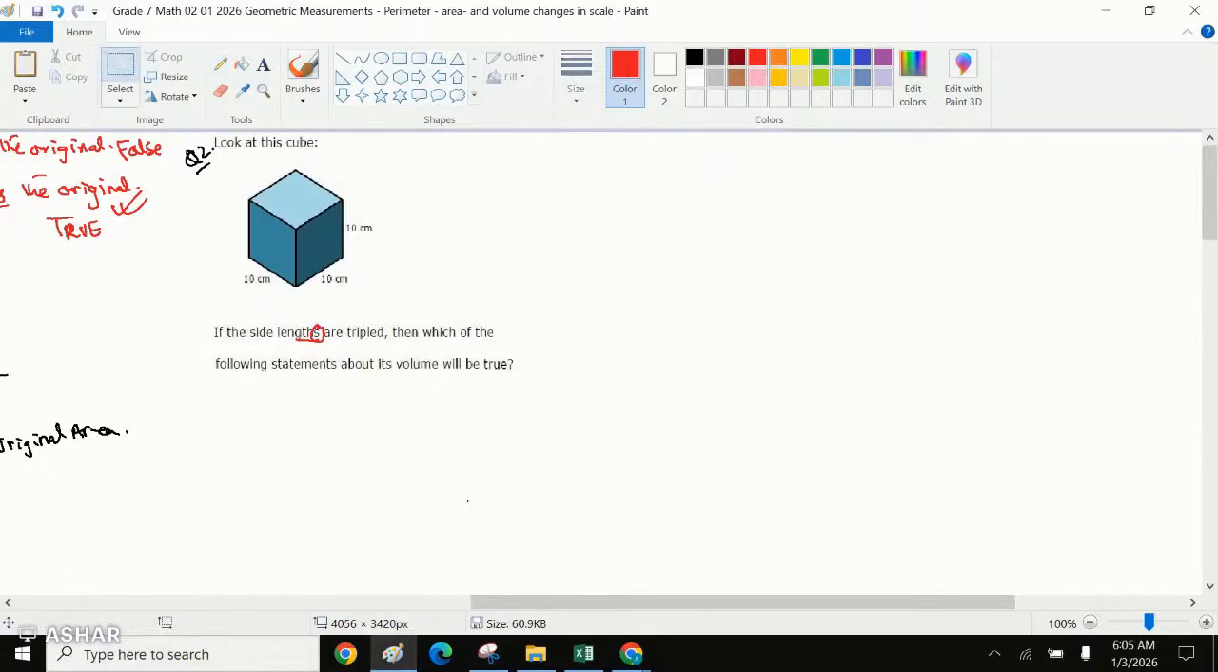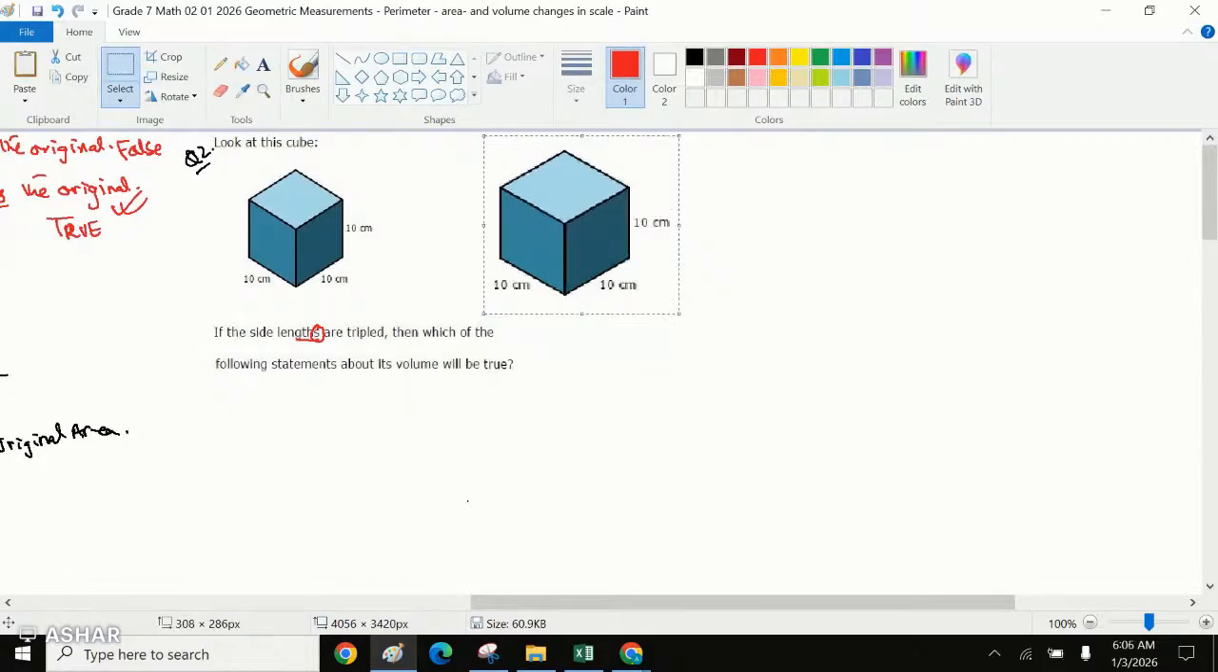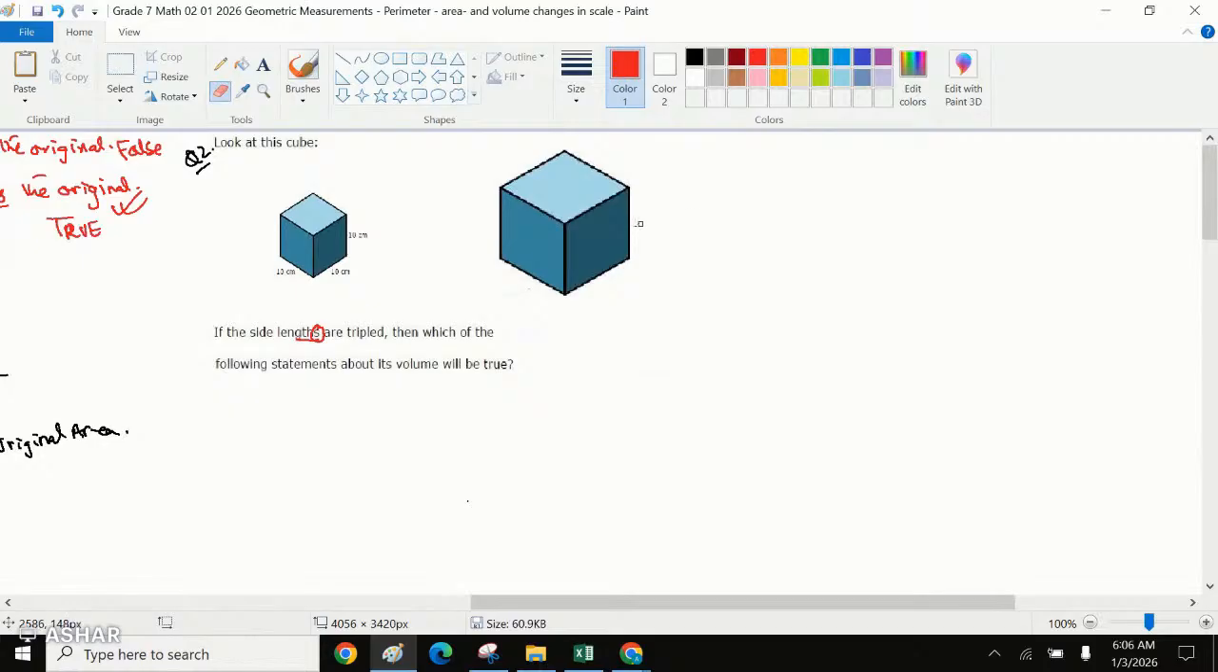So what we can say is, if this was the shape given to us, that was the original. Let's create a new shape. If all the sides, the lengths were tripled, that means the lengths would become 30, 30, and 30, right? If all the lengths are tripled, this becomes 30 centimeter, this is 30 centimeter, and this is 30 centimeter now. So let's say this is shape number 1. So we say volume 1, we say volume 2.